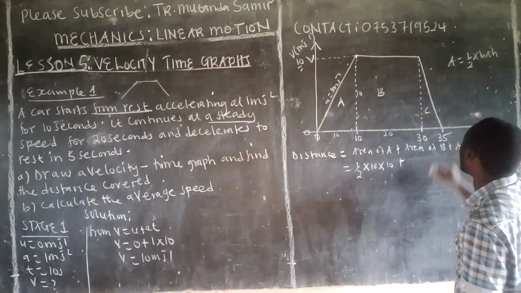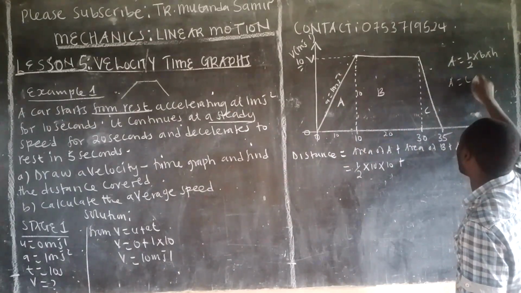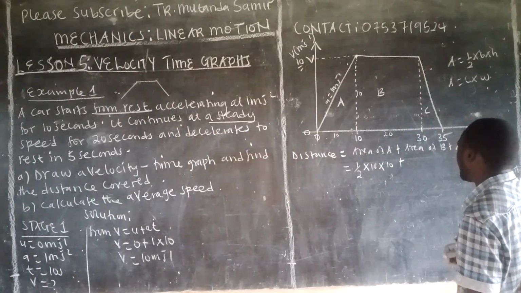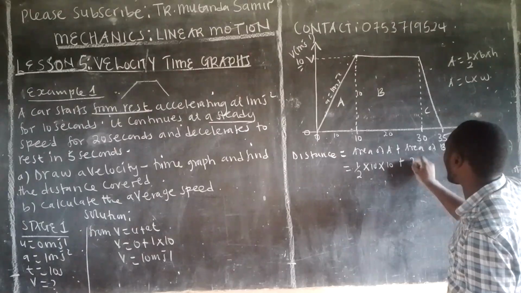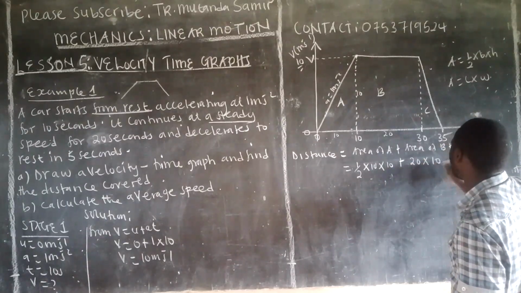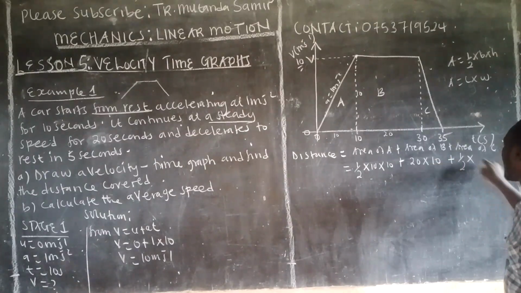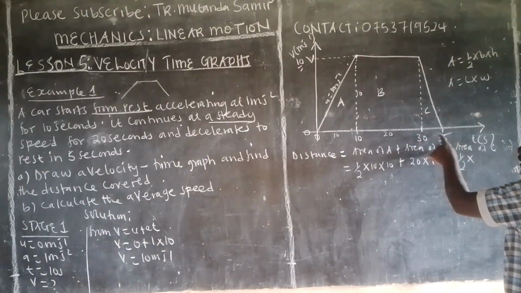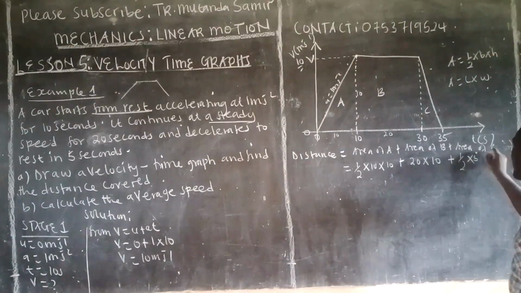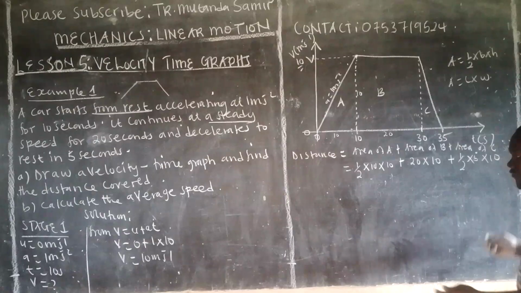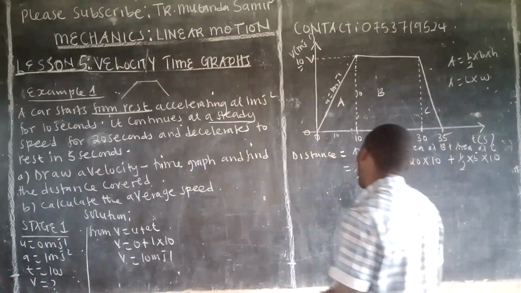So how do we get this? Area of a rectangle is equal to length times width. So length is 20 times 10, which is the width, plus. Now area of C will be a half times the base, from here up to here, 35 minus 30 is 5, times the height, which is the same, from here up to here is 10. Then you calculate and give us that answer.